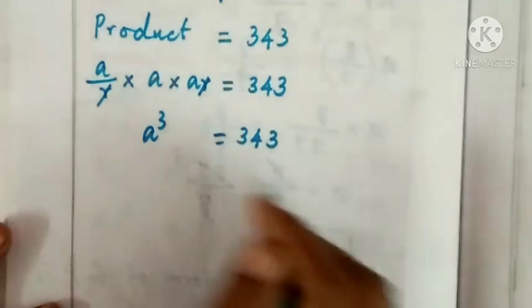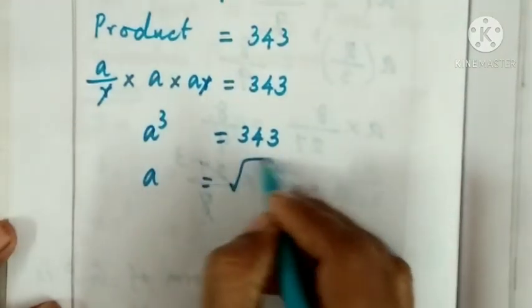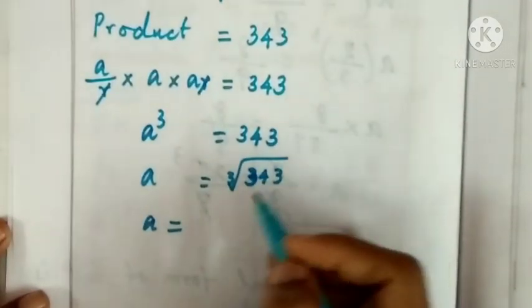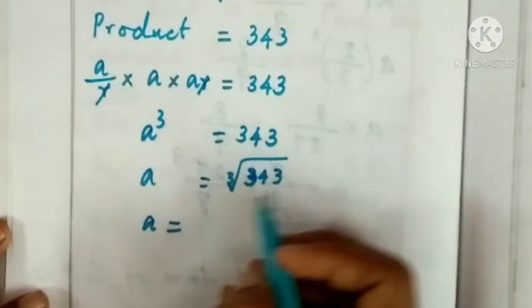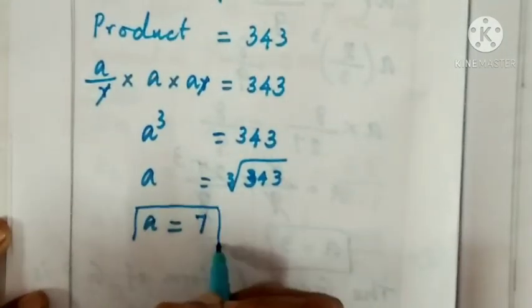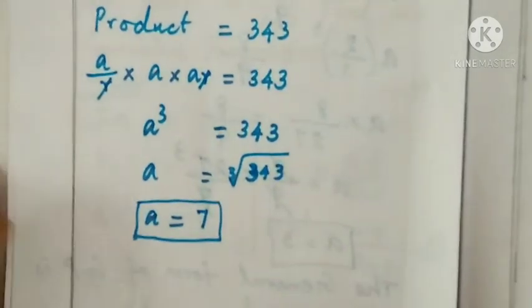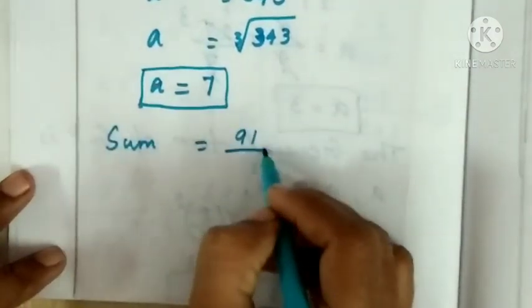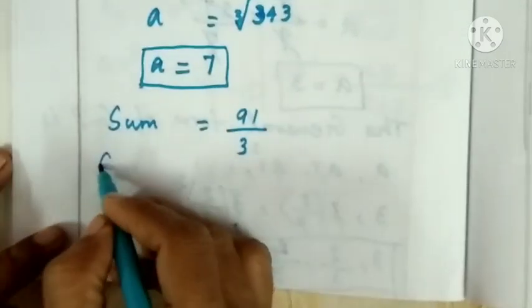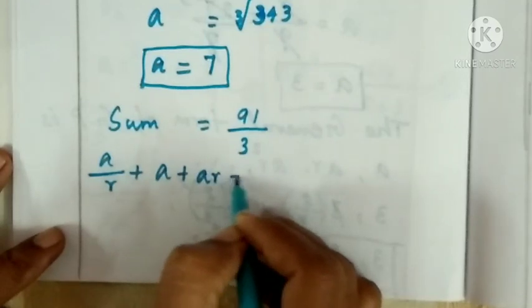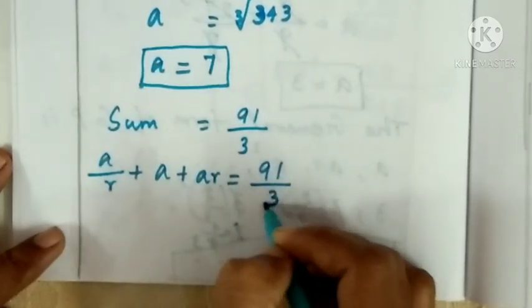Then the value of a is equal to cube root of 343. A is equal to cube root of 343, which is 7 cube, that is 7. Therefore, the value of a is 7. Then next given, sum of three terms is equal to 91 by 3. That is a by r plus a plus ar is equal to 91 by 3.